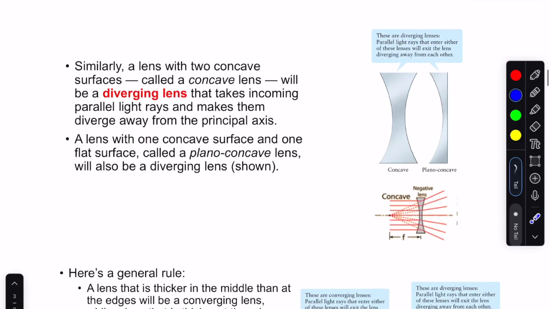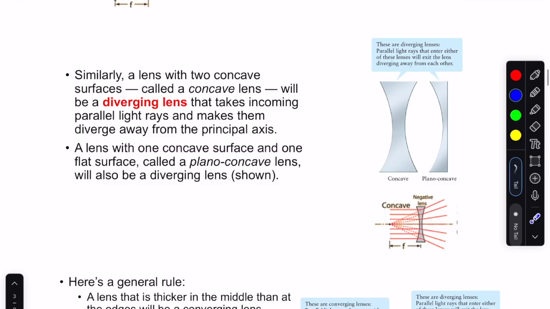So what about diverging lenses? Diverging lenses have two concave surfaces. It's called a concave lens. You can also have a plano-concave lens. And what's going to happen is the light rays are going to diverge away from the principal axis. And if you trace those back, you see that it looks like they're coming from the focal point.